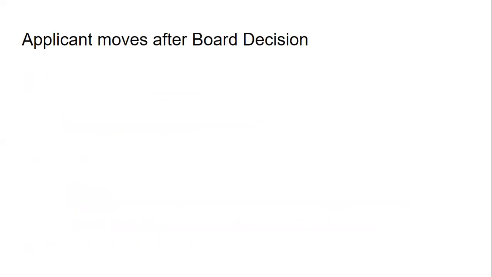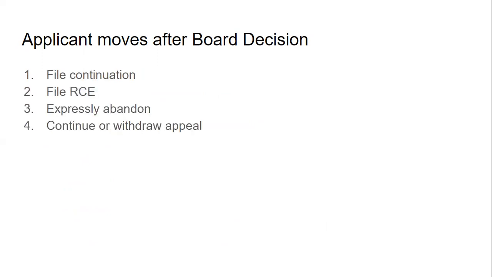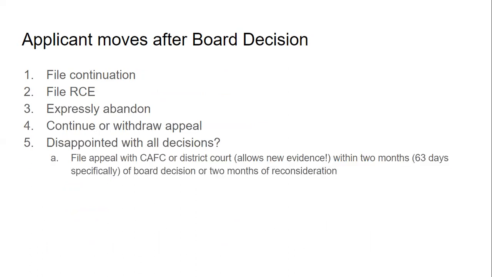So now the applicant moves after a board decision. First off, they can file a continuation, file an RCE, expressly abandon, continue or withdraw the appeal. And then if you're disappointed with all decisions, you don't want to do any of that, you're just frustrated with the back and forth of the board, then you can file an appeal with the federal circuit or the district court. The district court will allow new evidence, and all of these moves must be made within 2 months, 63 days specifically, of a board decision or 2 months of reconsideration by the board.